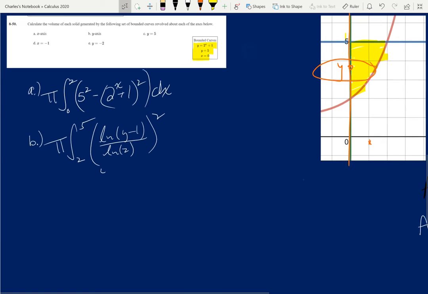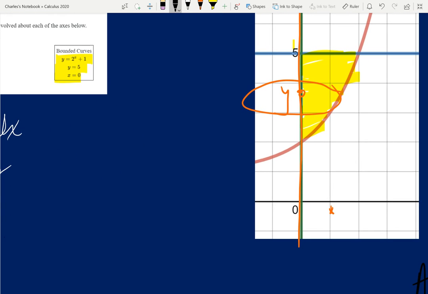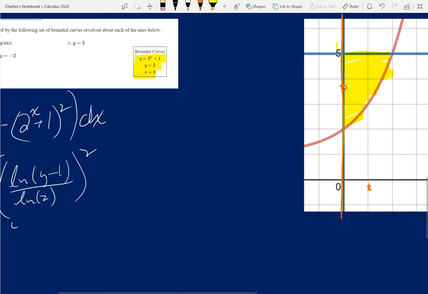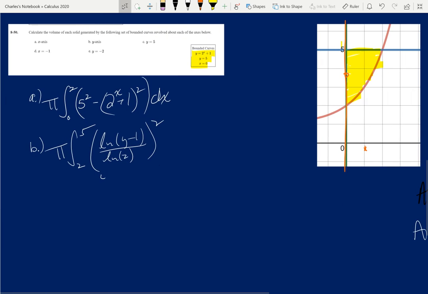A thing you can keep in mind is that if your axis is horizontal, you want it to look like y as a function of x. If your axis is vertical, then you want it to look like x is a function of y. As long as you're using discs or washers, those rules will not change. If you're using shells, which I'm not going to teach you in this video, but right after this video, that changes something. So part C, now it says y is equal to 5.